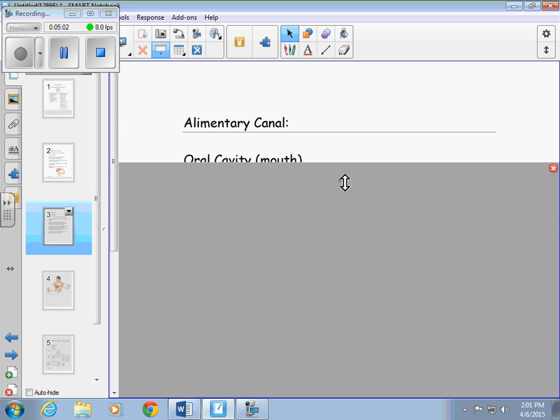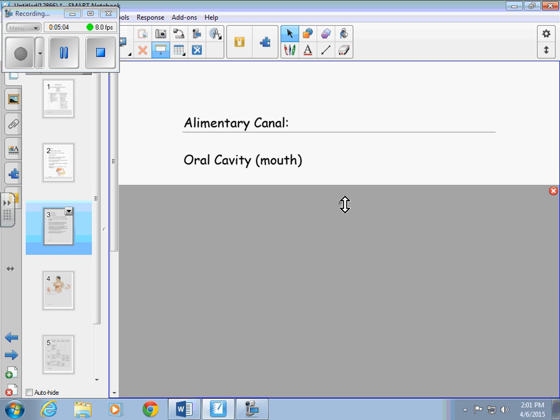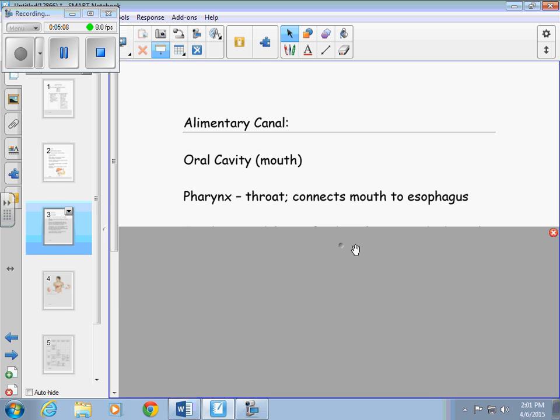For the alimentary canal, this is where food will enter through the mouth, through the oral cavity, and then as you swallow, it's going to travel through the pharynx. That is what connects the mouth to the esophagus.